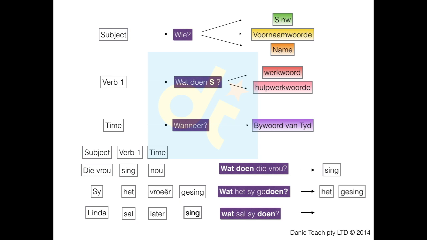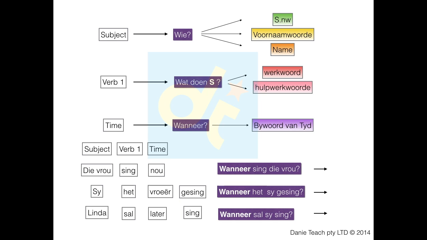Right, and then the last example there, Linda sal later sing. Again, this is a future tense sentence, so the answer still stays the same. The only difference with past and future is that you have to spot the verb at the end of the sentence. It's not in verb 1's place, but in verb 2's position. So, wat sal sy doen? Wat sal Linda doen? Linda sal sing. And it doesn't matter if you answer in the past or the future in this case, because it's a very basic sentence. But just keep in mind that when you do answer comprehension tests, for instance, your sentences must make sense in comparison to what the question expected of you. Right, let's move on.